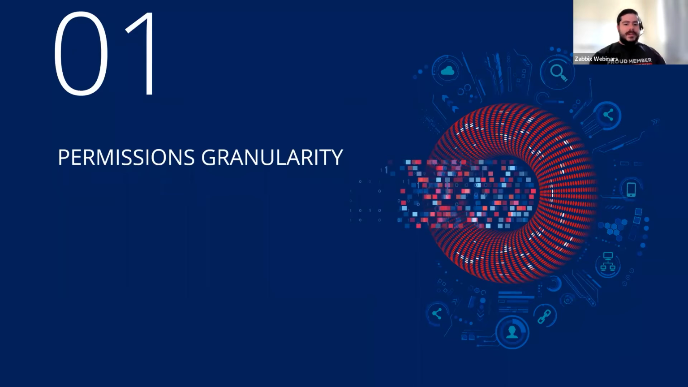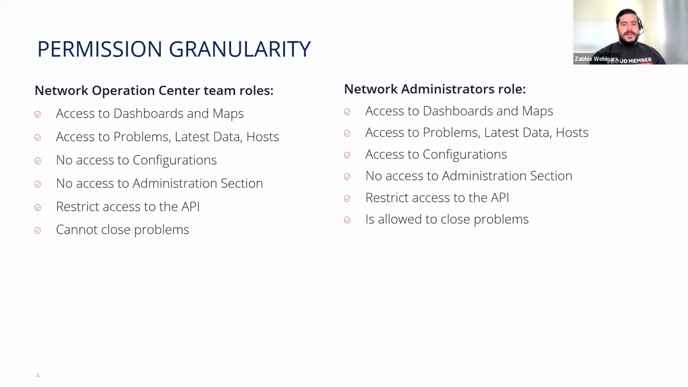So, before we begin, let's talk a little about the concept of permission granularity. Permission granularity means that you are able to create different levels of access for users that have different roles. In this example, we have two different roles inside an IT organization. We have the Network Operations Center team and the Network Administrator team. Both of them require access to dashboards and maps as well as the problems, latest data, and host sections. They need to know what is going on after all.